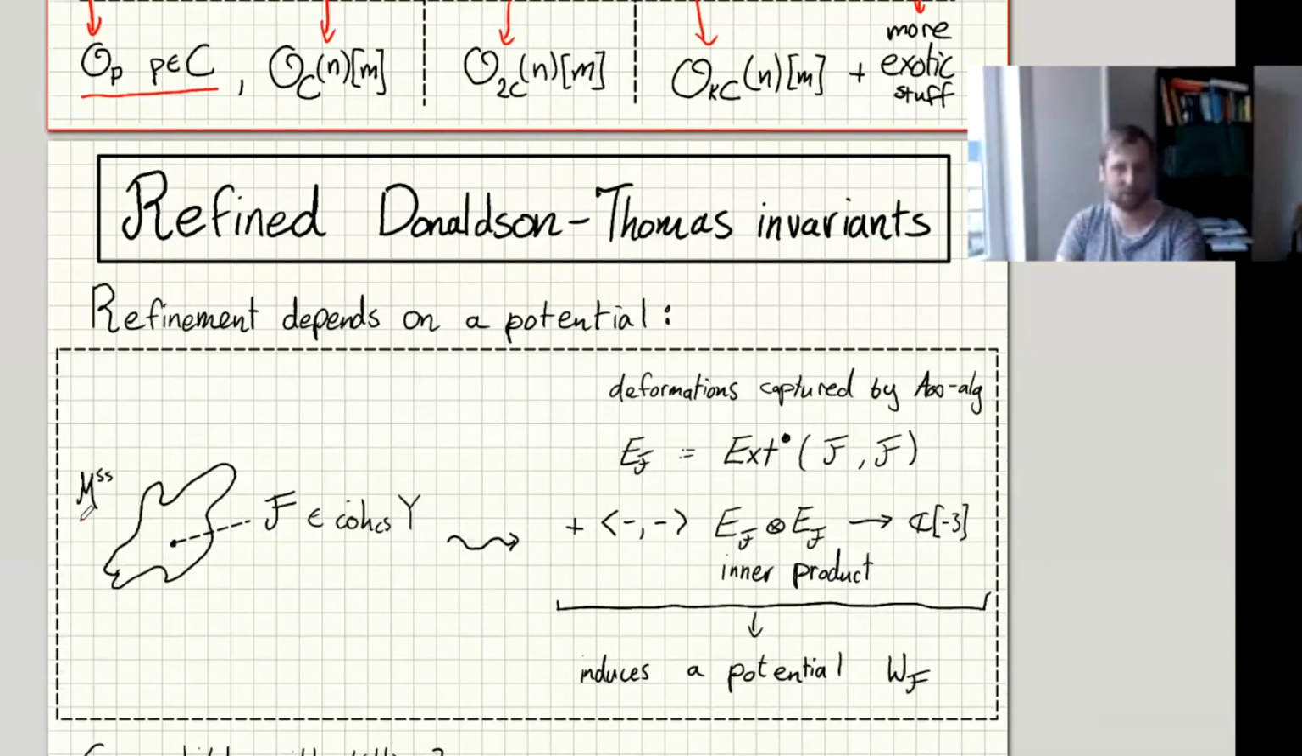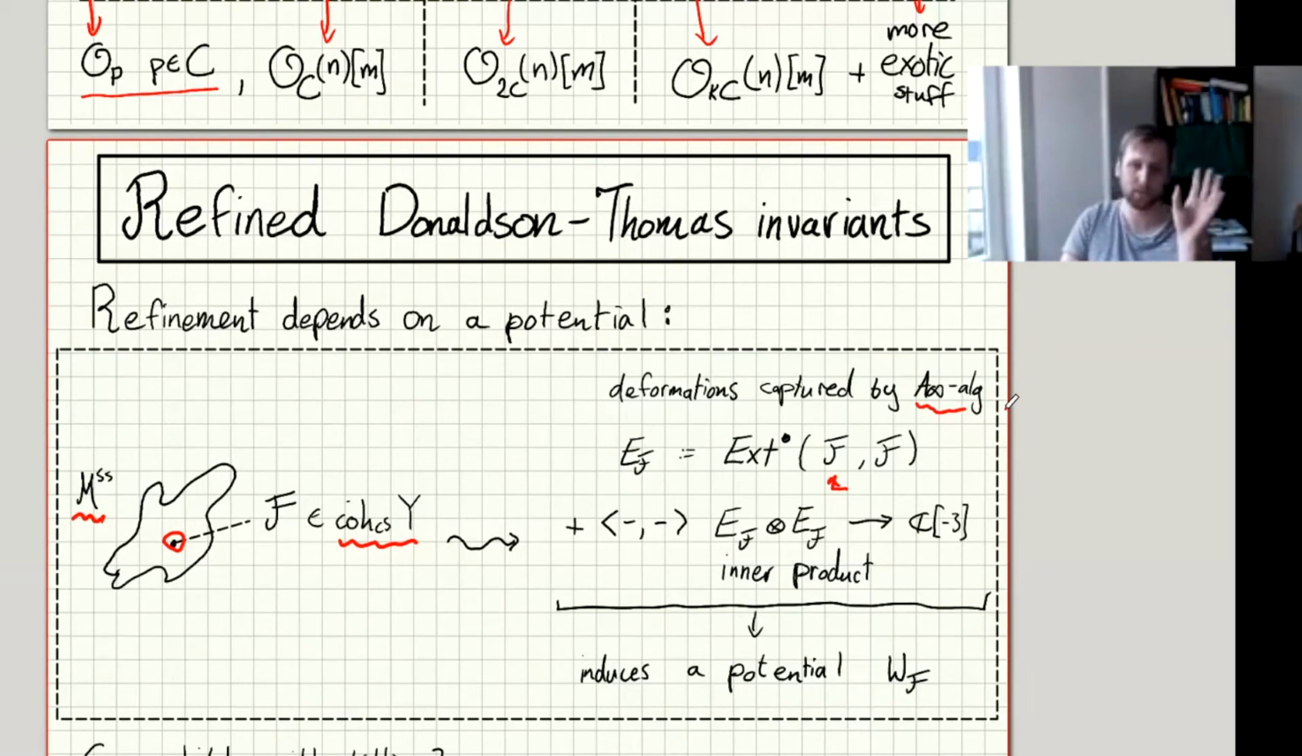The picture to keep in mind is something like this. So we have some sort of moduli space. Points on the moduli space correspond to some compactly supported objects, so some sheaves or shifts or complexes of sheaves. And each of these has a deformation theory captured by the extension algebra, which has some sort of A-infinity structure, which expresses the deformation theory.